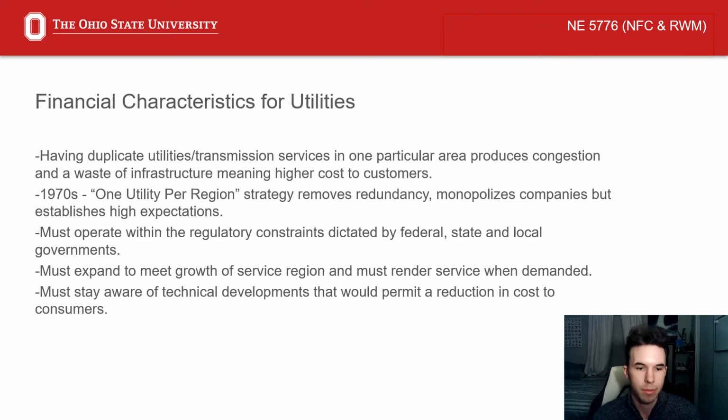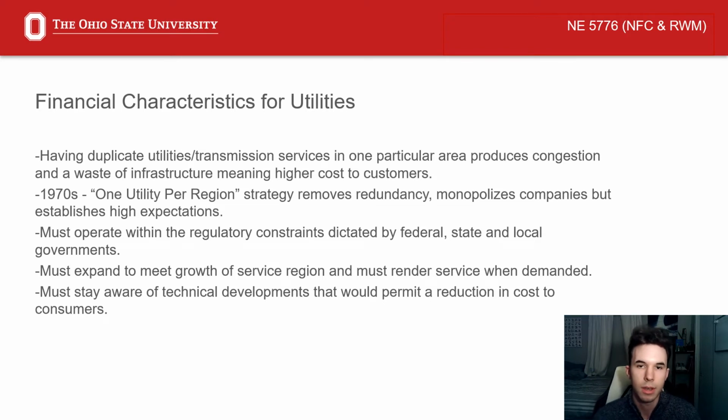With that sort of mandated monopoly, you also had higher expectations for these utilities, obligations to the public. So those can be condensed into three main points. The first being they had to operate within the regulatory constraints that applied on all levels. So you have the federal level, the state level, and then of course the local level. Utilities also had to expand to meet the growth of its service area, and it always had to render service when demanded. And also utilities had to stay aware of any technical developments.